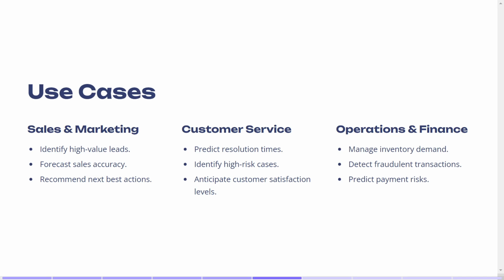Einstein Prediction Builder is used across multiple industries. Here are a few real-world use cases. Sales and marketing. It helps identify which leads are more likely to convert, forecast sales more accurately, and recommend the next best steps for your sales team.